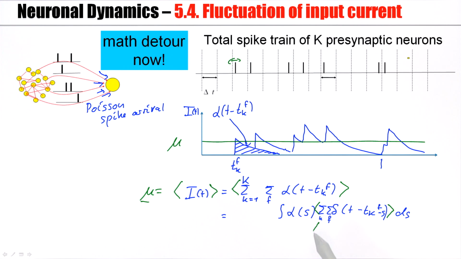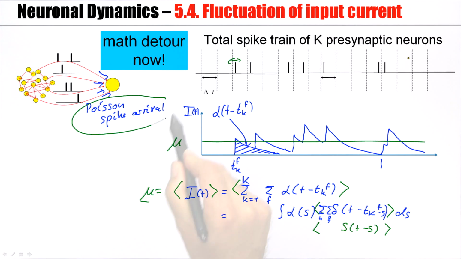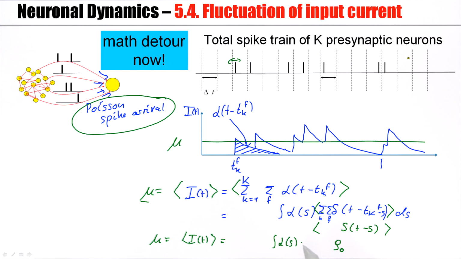Now, this is my spike train, S of t minus s. The definition of the spike train was a sum over all these different spikes, the sum over the delta functions. But the expectation of the spike train under a Poisson model is just rho. Suppose I have a homogeneous Poisson process, so this gives rho 0, and I have a result: mu, the average of my current, is constant in time, and the result is the integral of alpha of s ds times rho 0.